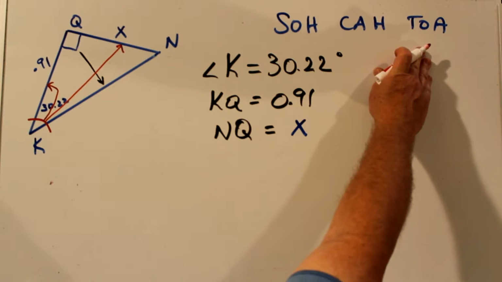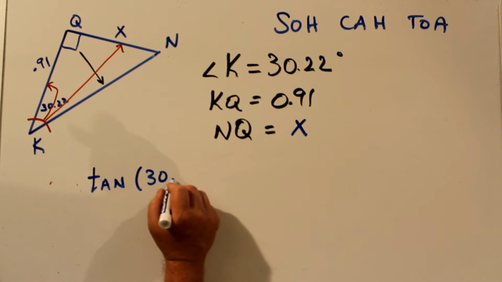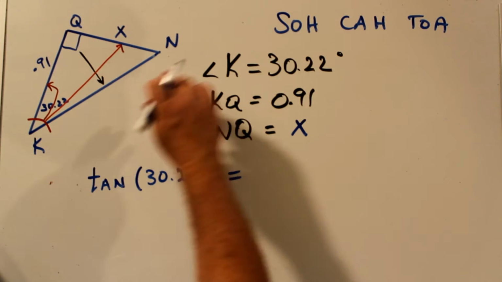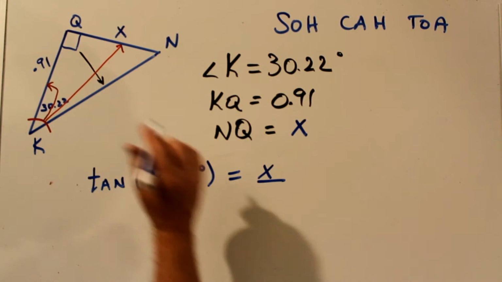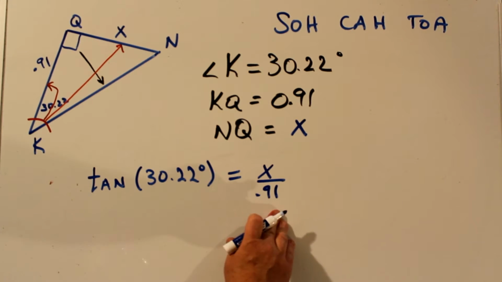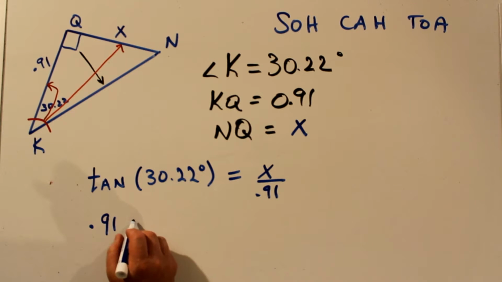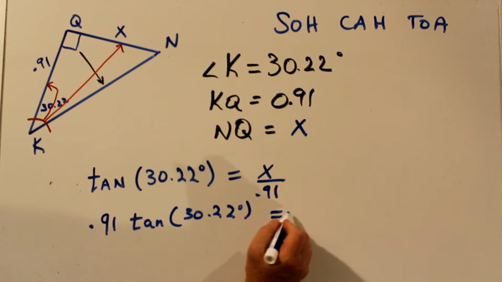So let's set up our equation for the tangent. Tangent of angle K, which is 30.22 degrees, equals opposite over adjacent. Opposite side is X, that's the one that we're looking for, and the adjacent side is 0.91. To solve for X, we can multiply both sides by 0.91. So we have 0.91 times the tangent of 30.22 degrees equals X.